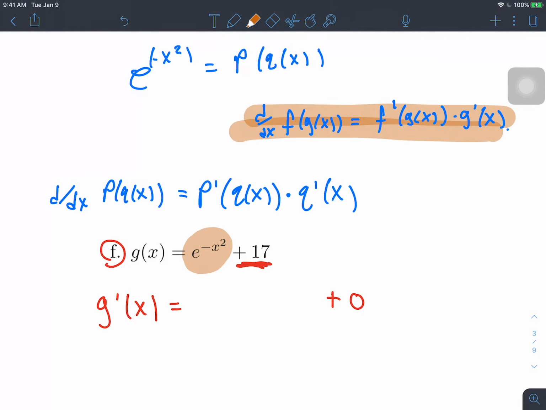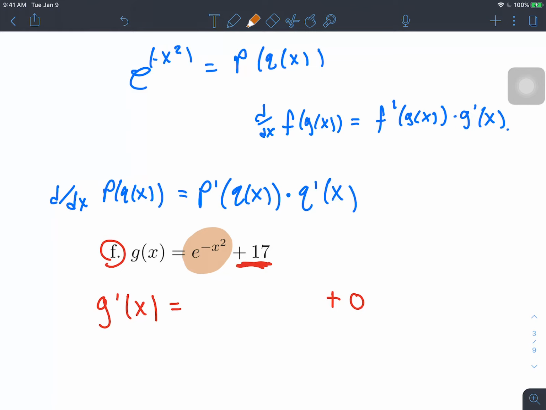And when it's time to do the derivative of p of q of x, what I'm going to do is just say, okay, everywhere I see an f, I'm going to put a p. Everywhere I see an f prime, I'm going to put a p prime. Everywhere I see a g, I'm going to put a q. And everywhere I see a g prime, I'm going to put a q prime.